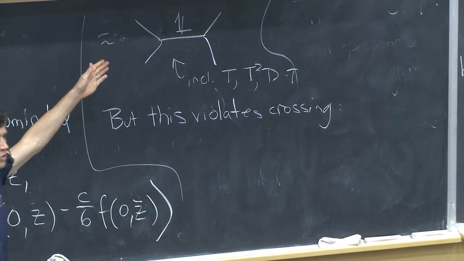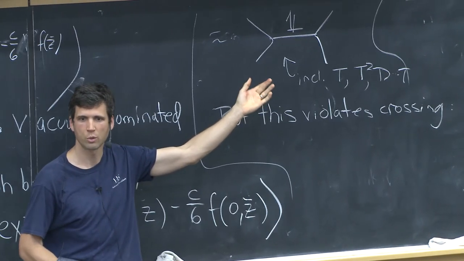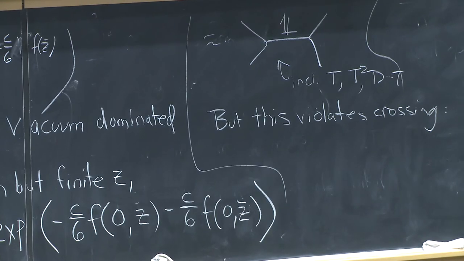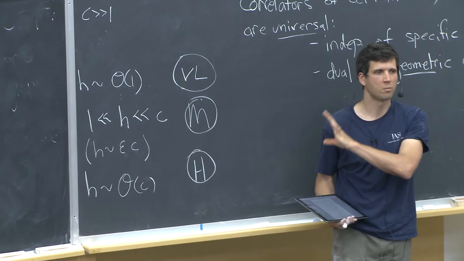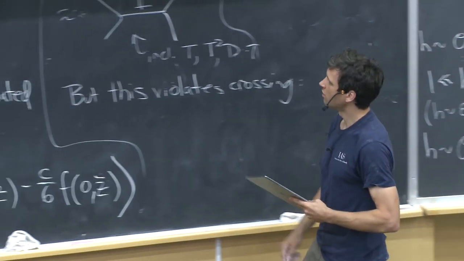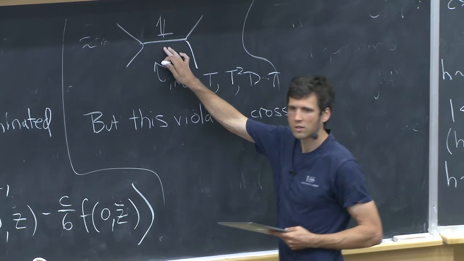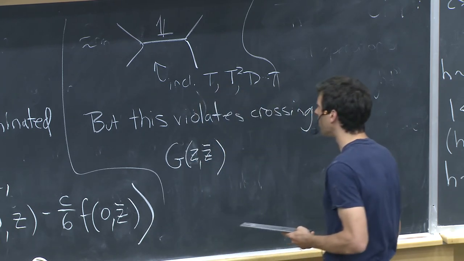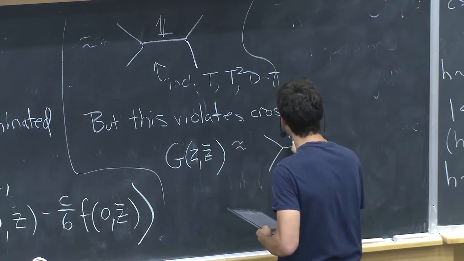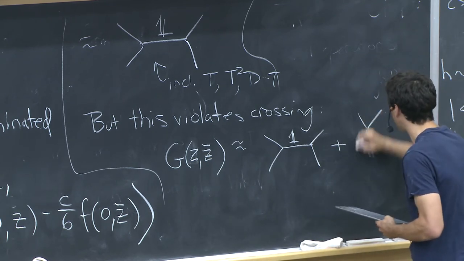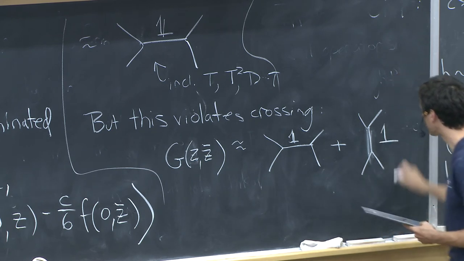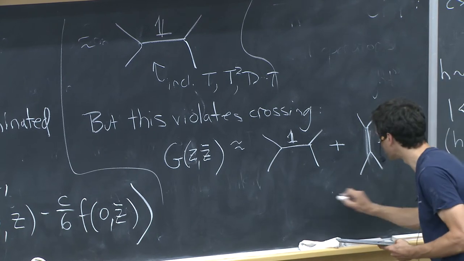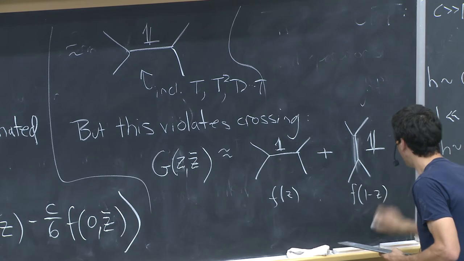Now, it can't literally be what I just wrote at all finite z, because this violates crossing symmetry. We've just taken the identity in the S channel. An argument a lot like the argument that we gave for the partition function, in this case, is less controlled because of this issue with the OPE coefficients. But a similar argument says the full answer is the sum of this term and its modular images. The statement is that to leading order, g of z, z bar is approximately the identity in the S channel, plus the identity in the T channel. This is just swapping z to 1 minus z, so this is with f of z in it, and this is with f of 1 minus z.